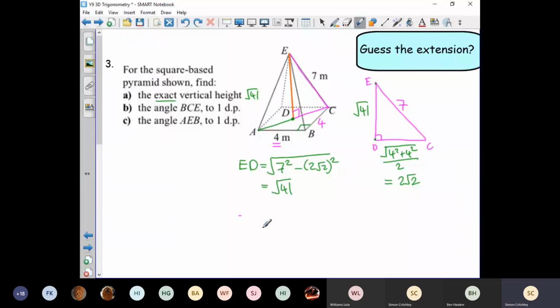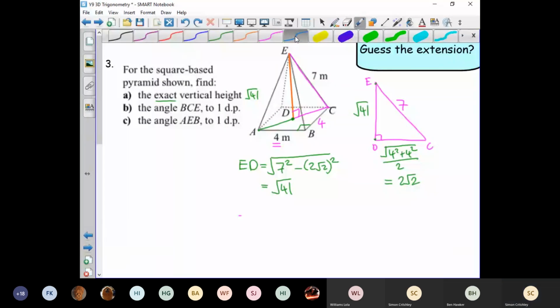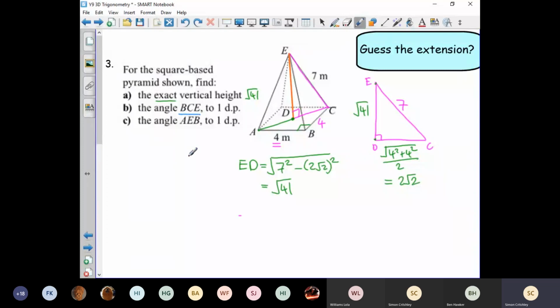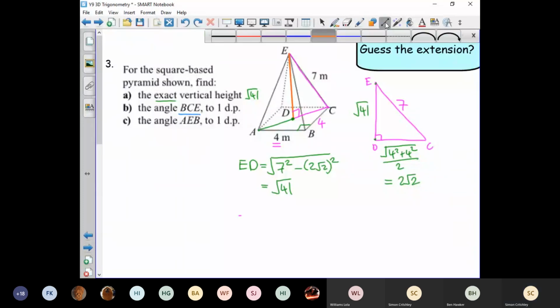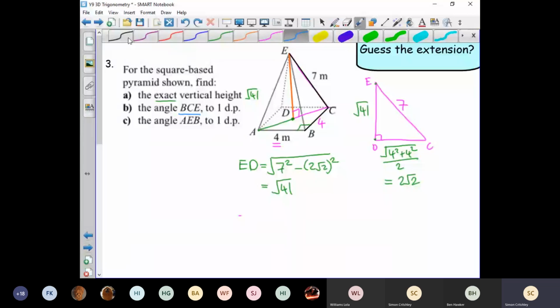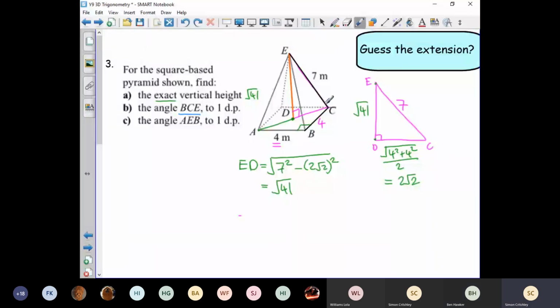Right, let's go on to part B. Part B asks us to work out the angle B to C to E. Right, my diagram's getting a bit messy here. Let's have a look. See if I can still put it on without looking too bad. B to C to E. Right, I think it's this angle here. Okay, B to C to E.